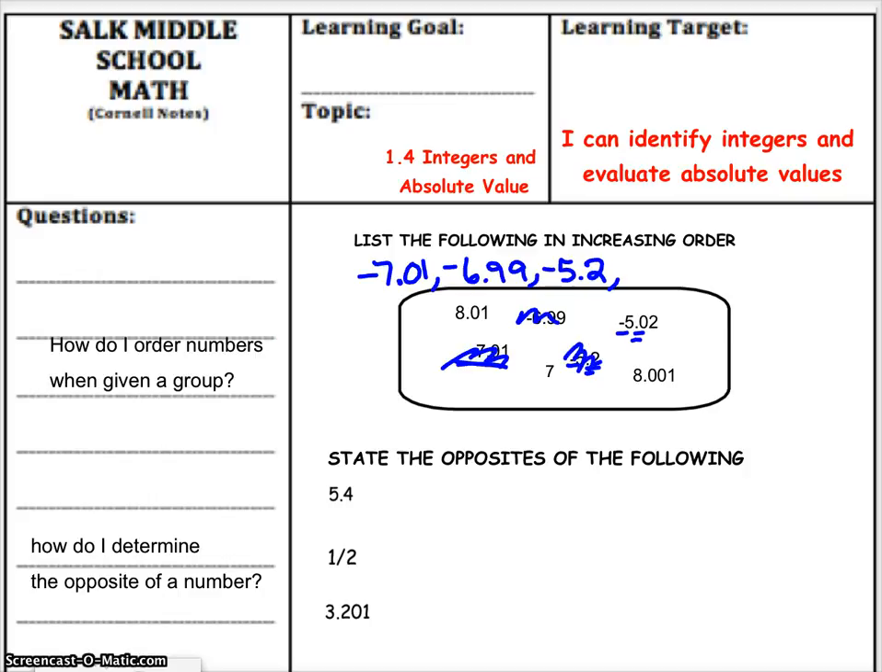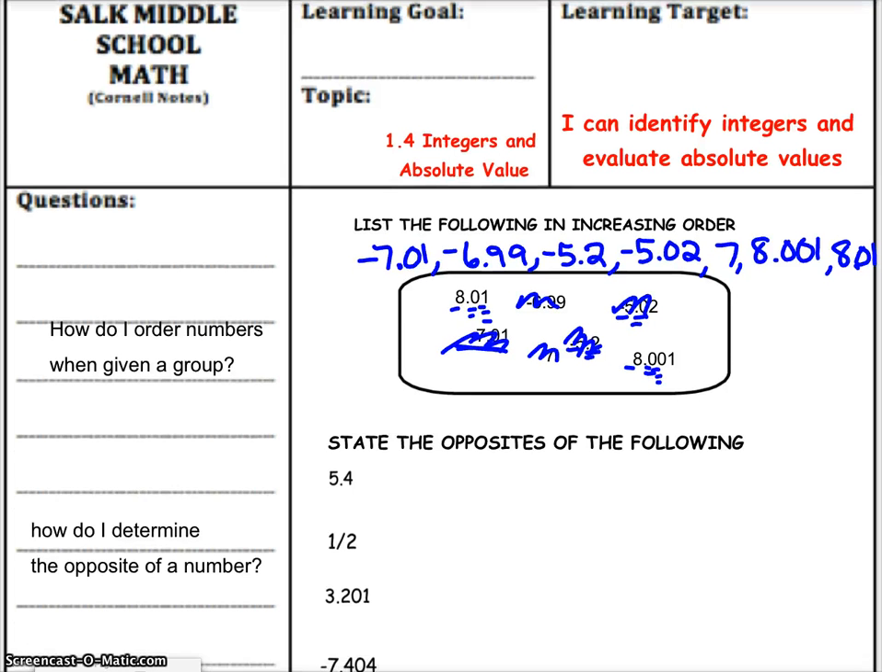And then negative 5.02. 7. My next biggest, okay, again since they look so much alike, I'm going place value by place value. Same, same. I have a 1 here and a 0 there, so that's smaller than that. Okay, so it'd be 8.001 followed by 8.01. All right, that's comparing and ordering positive and negative integers.